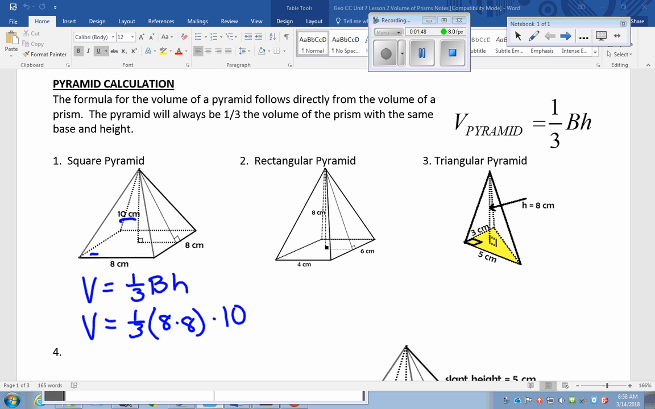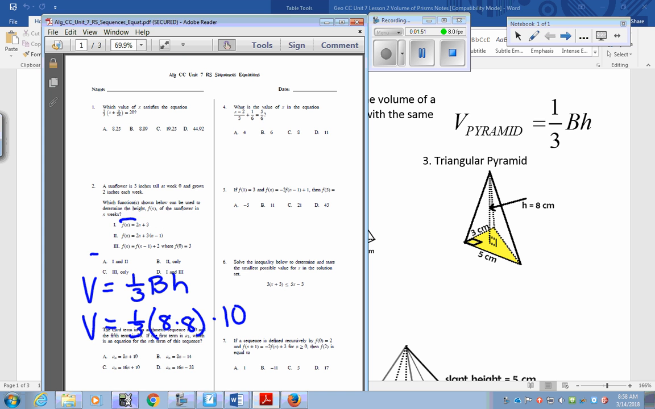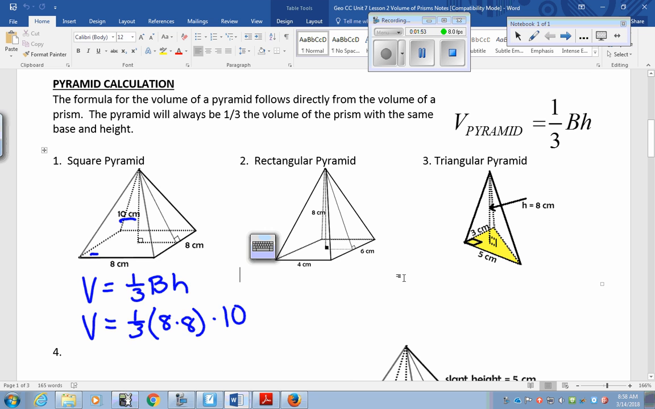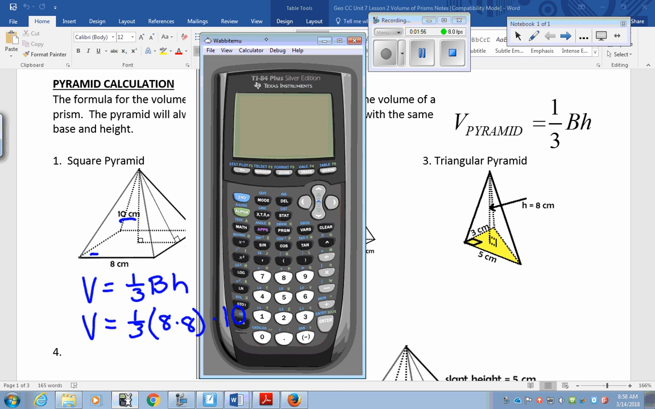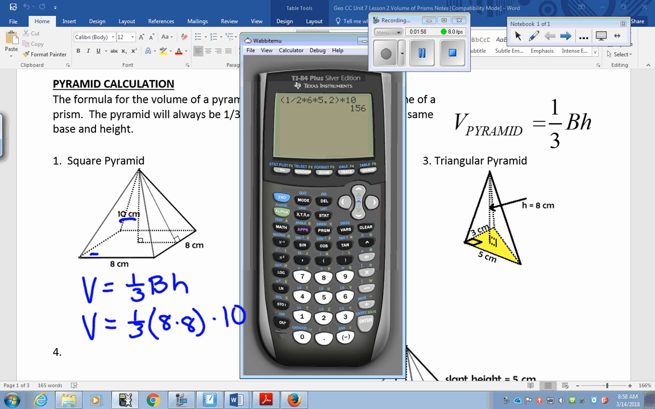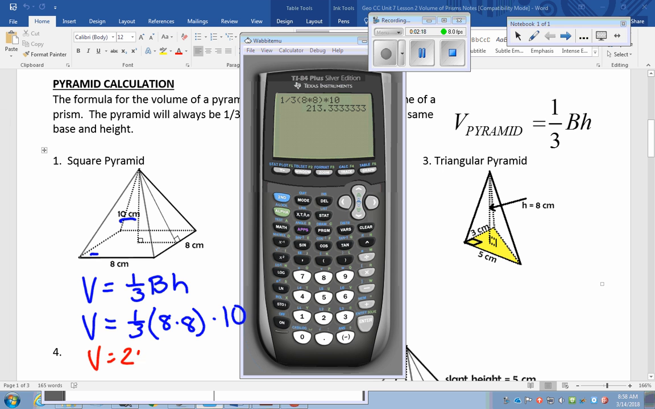So I'm going to take the calculator and type that in. I have 1 divided by 3, parentheses, 8 times 8 for my base figure, times 10. And we'll round the answer to the nearest tenth if we need to. So this volume will be 213.3 centimeters cubed.